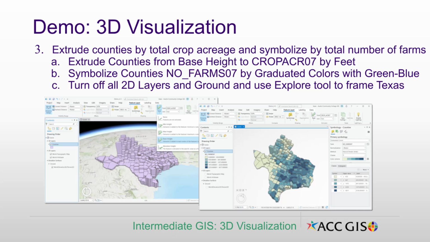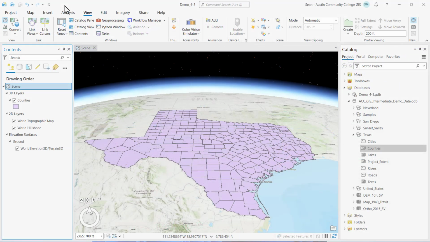In step 3, we'll create a 3D step surface map of Texas counties by total crop acreage and symbolized by the total number of farms. We'll begin by extruding the counties from base height using the crop acre 07 field by feet. Then we'll symbolize the extruded counties by the number of farms in 2007 by graduated color with the green to blue color scheme. Last, we'll turn off all 2D layers and ground and use the Explore tool to frame Texas and our 3D step surface map.